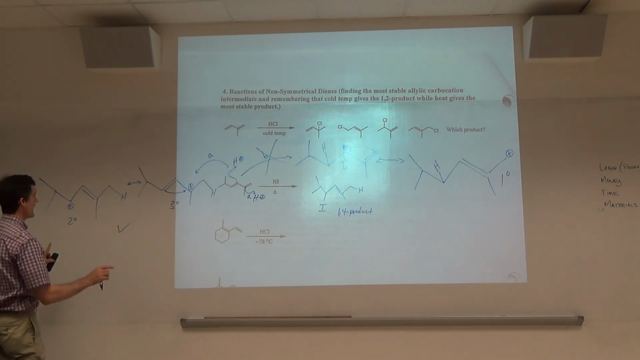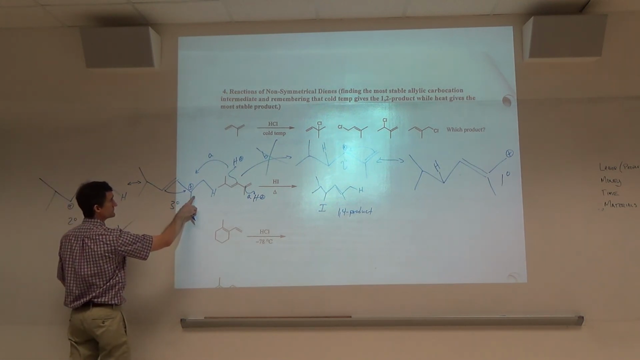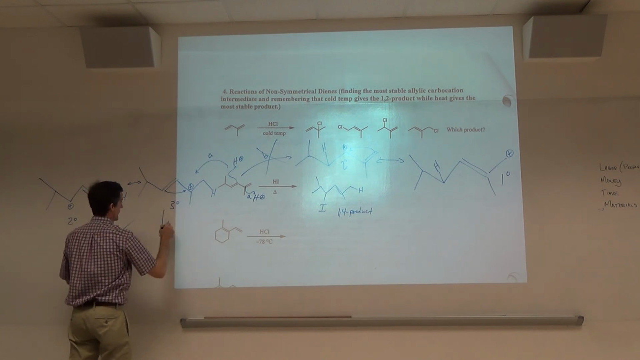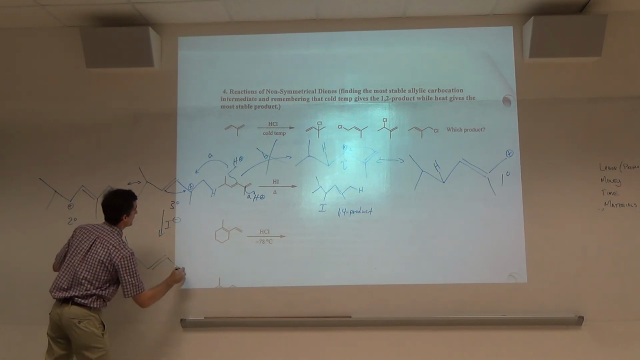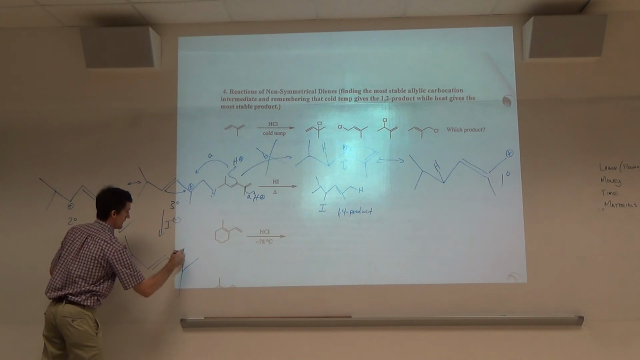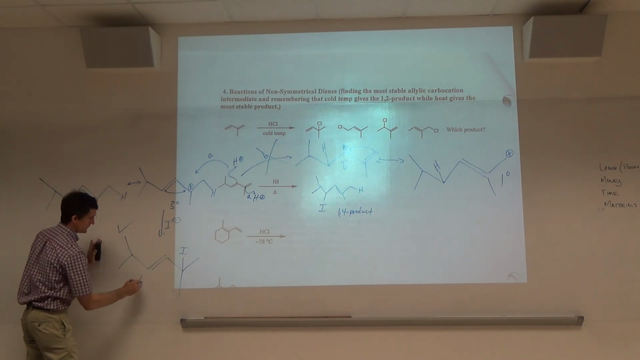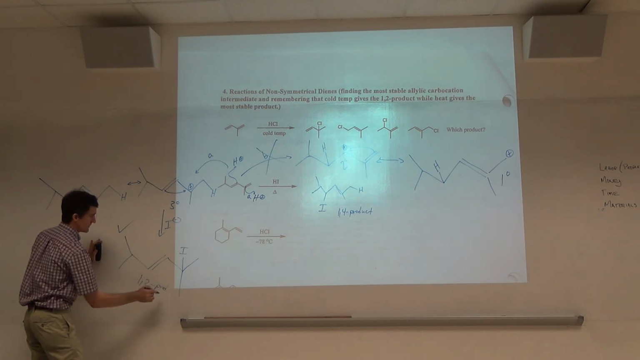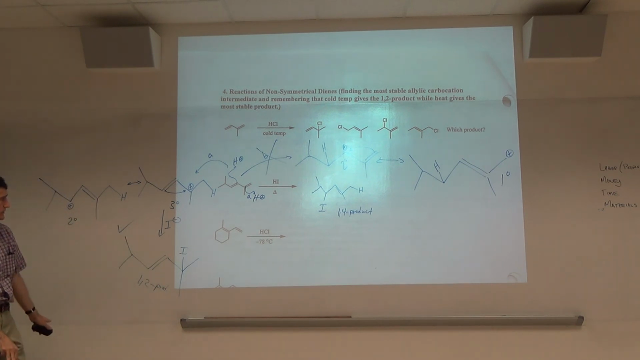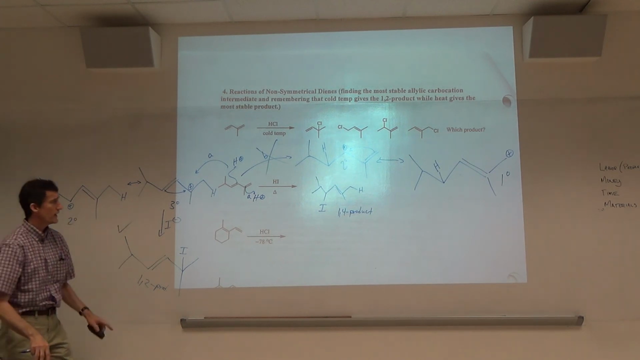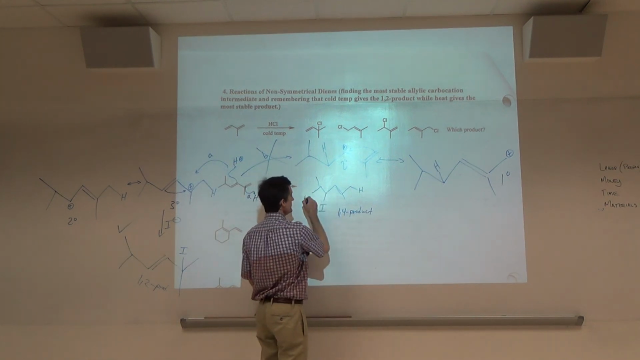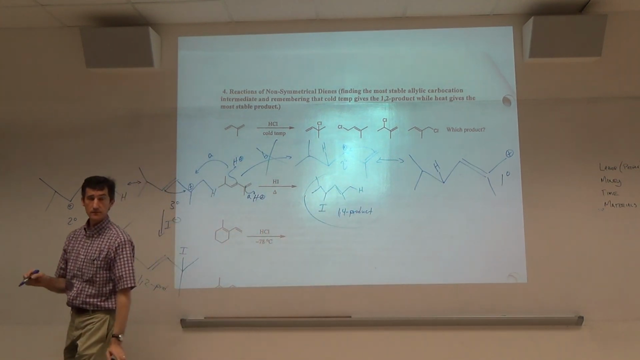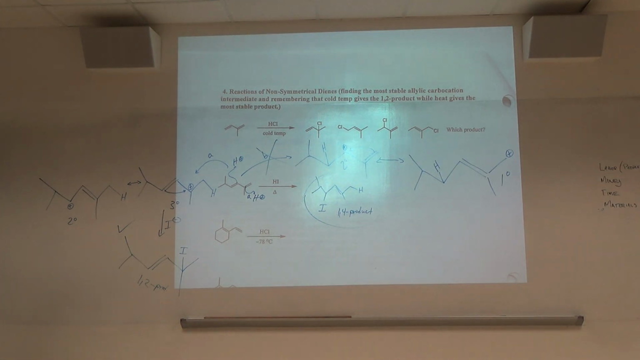There's the 1,4. If it added here, you would get, there's a new H out there, this is your 1,2 product. Which is more stable, 1,4 or 1,2? 1,4 product. Why? More substituted, okay? Indeed, that's your product with heat, a more stable product coming from this cation.